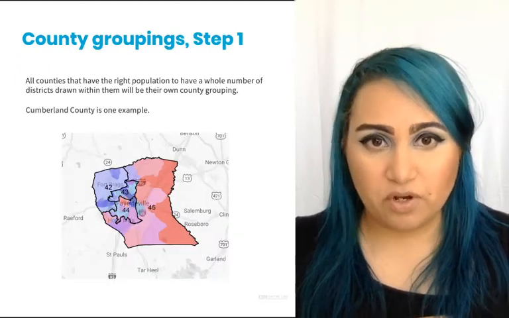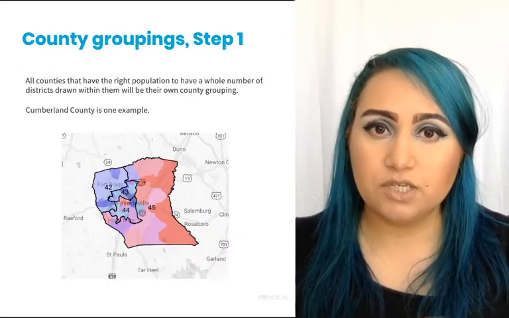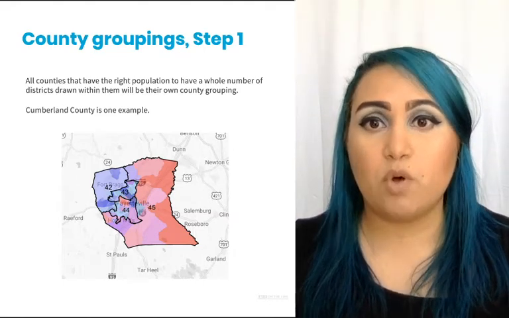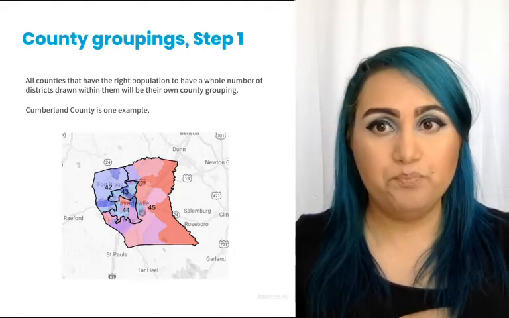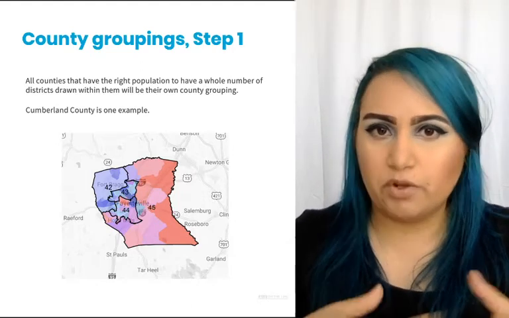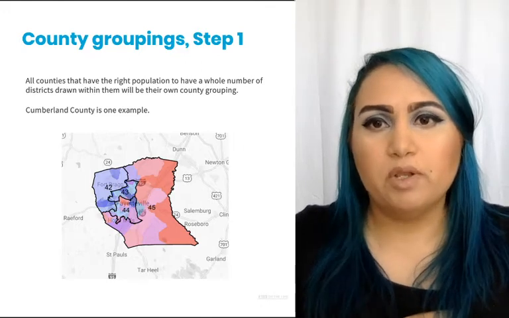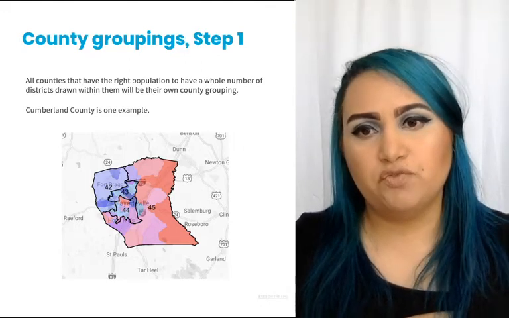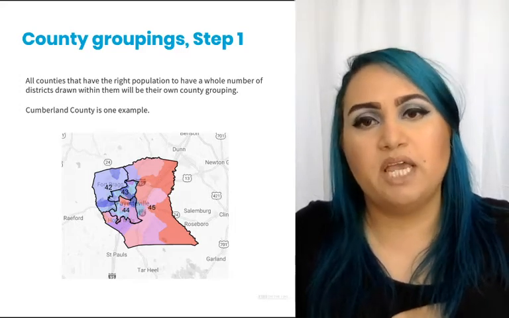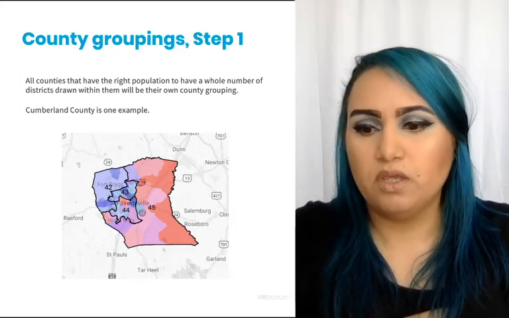So how do you draw these county groupings? Well, the first thing you do is you find all the counties that have the right amount of population to have a whole number of districts drawn within them. And they are basically one county groupings. They're their own grouping. So Cumberland County is an example. Cumberland County has 4 House districts drawn within it. So Cumberland County is a grouping unto itself.